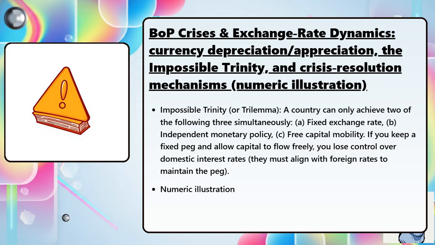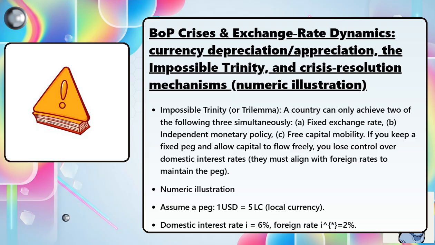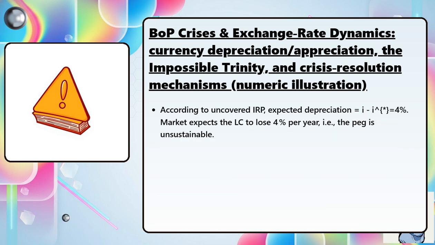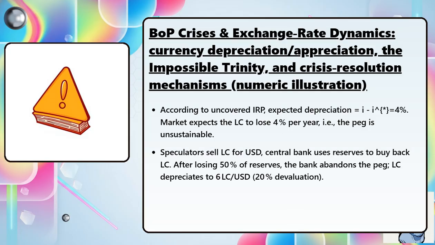Numeric illustration. Assume a peg, $1 equals 5 local currency. Domestic interest rate i equals 6%, foreign rate i* equals 2%. According to uncovered IRP, expected depreciation equals i minus i* equals 4%. Market expects the local currency to lose 4% per year. That is, the peg is unsustainable. Speculators sell local currency for US dollars. Central bank uses reserves to buy back local currency. After losing 50% of reserves, the bank abandons the peg. Local currency depreciates to 6 local currency per US dollar, a 20% devaluation.